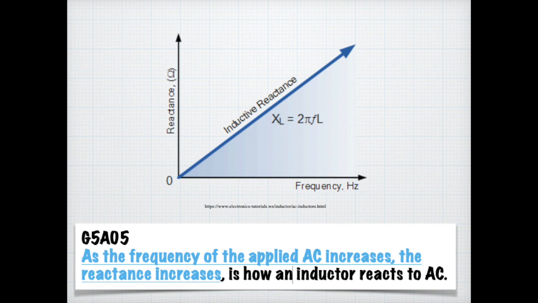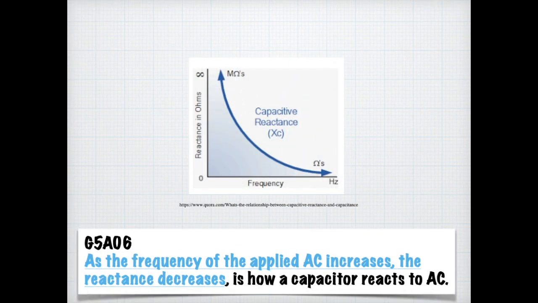I'm sure before you were wondering what F stood for in the formulas that were given, and F stands for frequency. For the exam, you need to know that as the frequency of an applied AC increases, the reactance increases, and that's how an inductor reacts to AC. With a capacitor, however, something different happens. For the exam, you need to know that as the frequency of the applied alternating current increases, the reactance decreases, and that is how a capacitor reacts to AC.